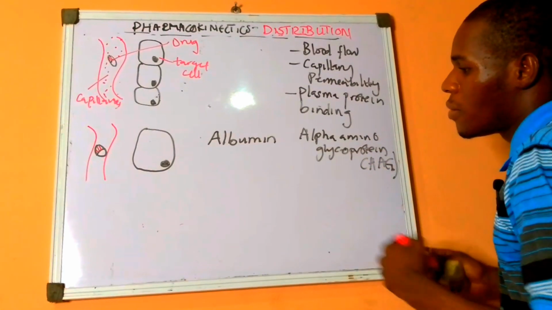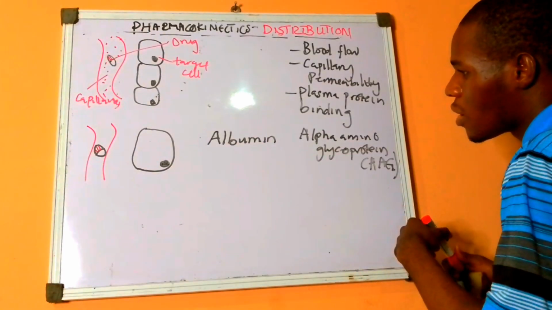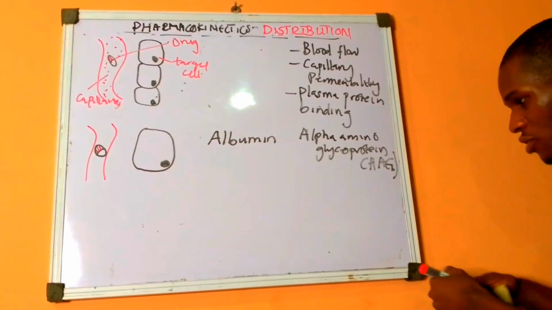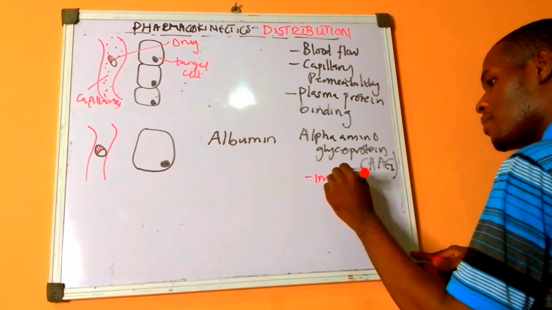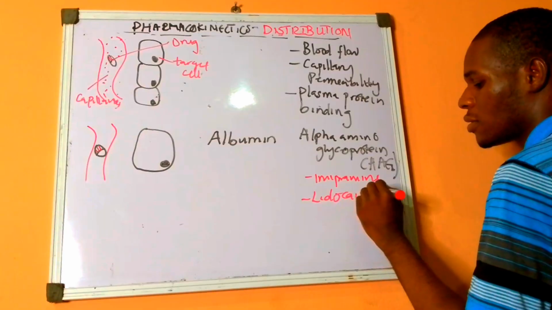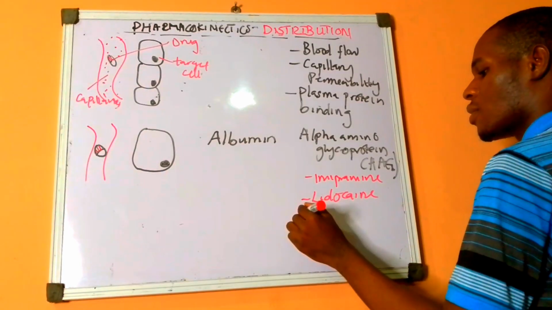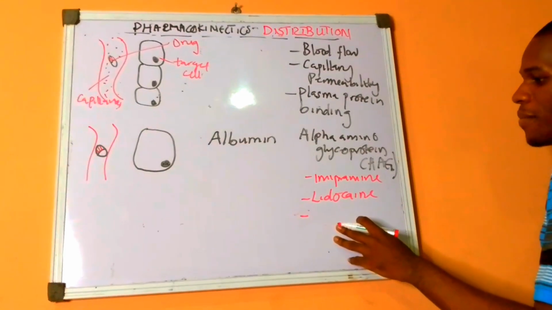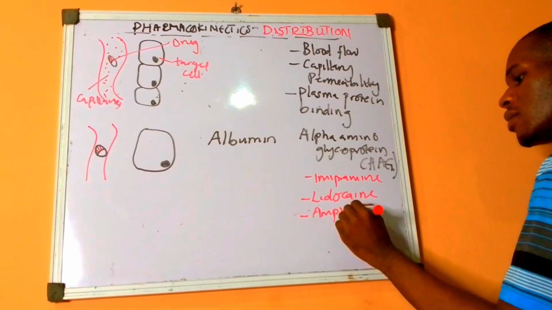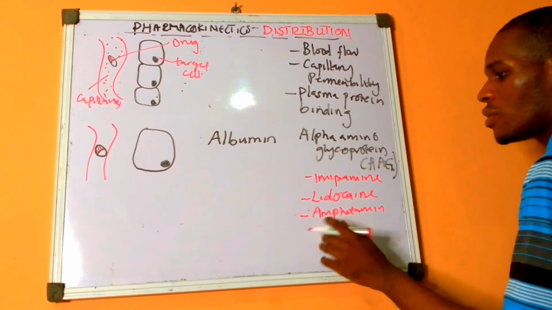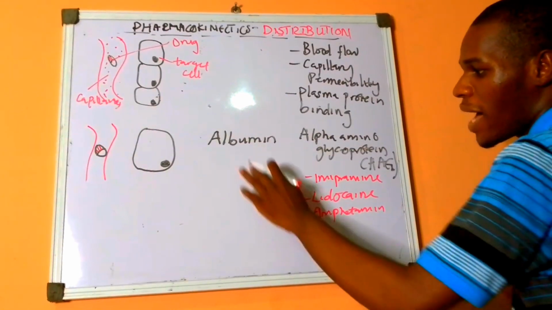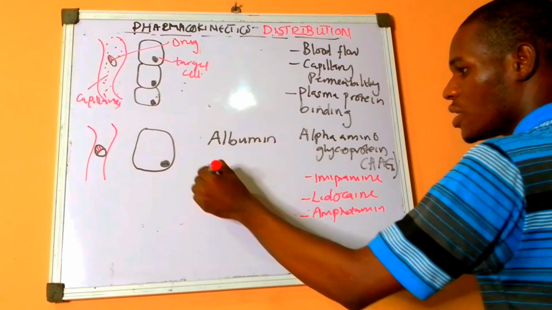Now, basic drugs bind to alpha-1 acid glycoprotein. Basic drugs like imipramine, lidocaine, and amphetamine, and so on and so forth. But acidic drugs bind to albumin, which is a plasma protein.